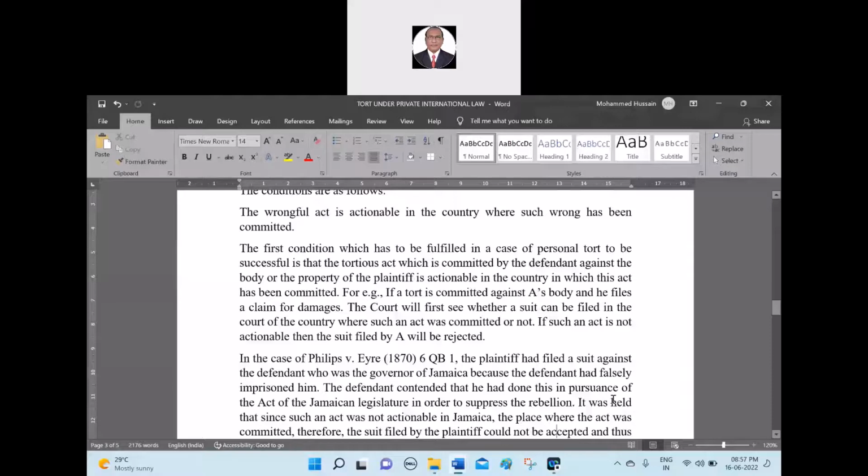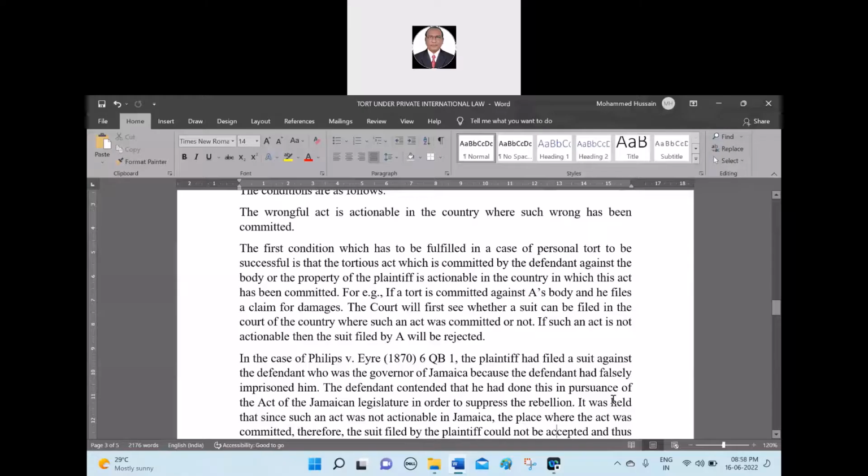Now what the defendant, the governor of Jamaica, contended was that he had done it in pursuance of an act of the Jamaican legislation in order to suppress the rebellion. So Phillips was creating a riot over there. He was creating a rebellion, waging war against the state. He revolted against the policies of the government. It is more than a nuisance, it means war against the nation.